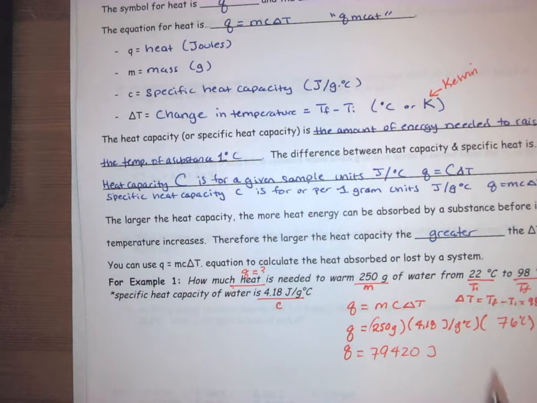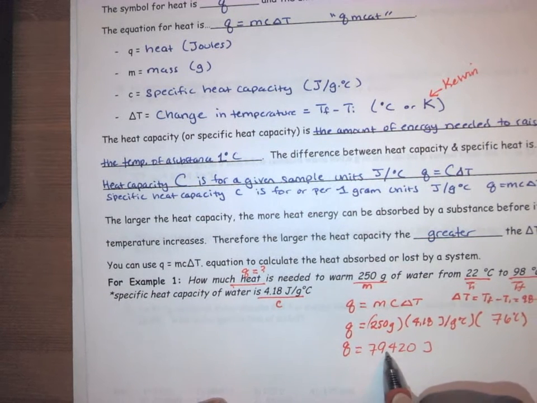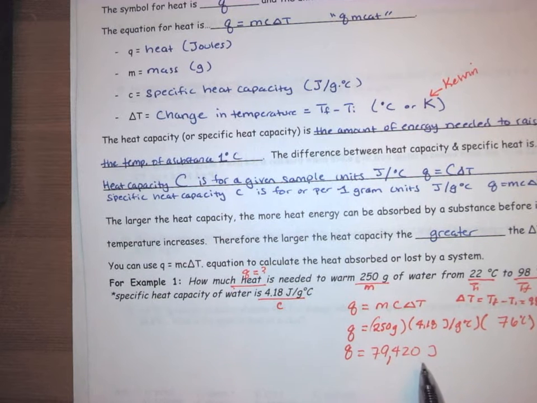Okay, so when we do this calculation, we get that the heat that is needed to warm up 250 grams of water from 22 degrees Celsius to 98 degrees Celsius is 79,420 joules. Okay, so that's the answer that we get for that.